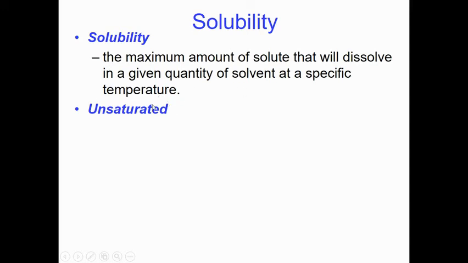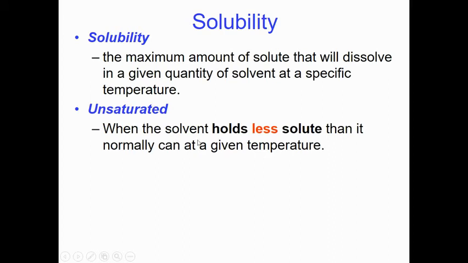You can have an unsaturated solution. An unsaturated solution is when a solvent holds less solute. In other words, you can still dissolve more solute than it can normally at a given temperature. So let's say you have 100 milliliters of water, and your solubility for this ionic compound is, I don't know, 10 milligrams of your solute. If you only put 8 milligrams in, you're unsaturated because you can still put in 2 more milligrams of your solute and have it dissolve. So if you're unsaturated, you're holding less than the maximum.